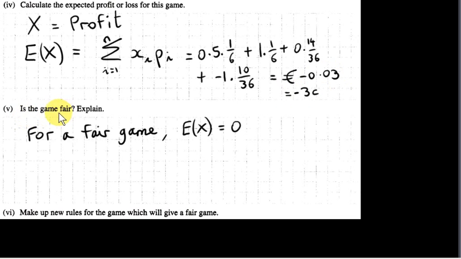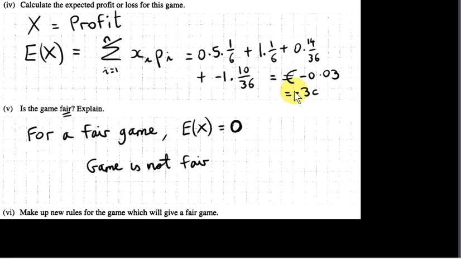Is the game fair? Well, for a fair game we want the expected value of the profit to be 0. Now in reality most casinos don't operate on this principle as far as I know. The expected value will be some negative number. So the house always wins. But I think the definition of fair here means we want the person playing the game to break even in the long run.